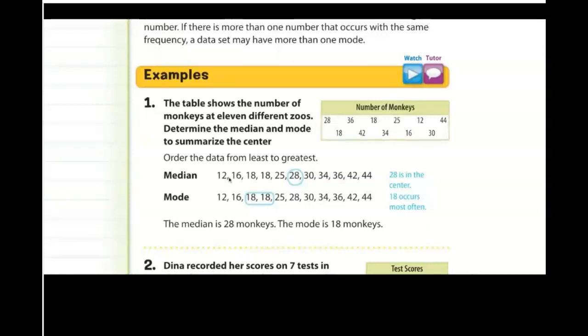So if we look at this, starting at 12 and ending at 44, we have 1, 2, 3, 4, 5 on each side. That means 28 is exactly in the middle, so that's going to be the median. Now, as far as the mode goes, you can see that 18 occurs 2 times. Since that's the number that happens the most often, that's going to be the mode.